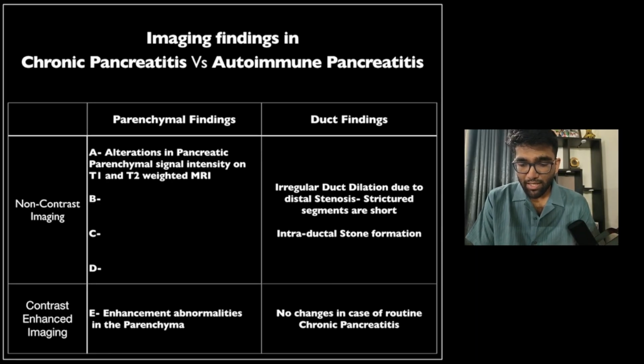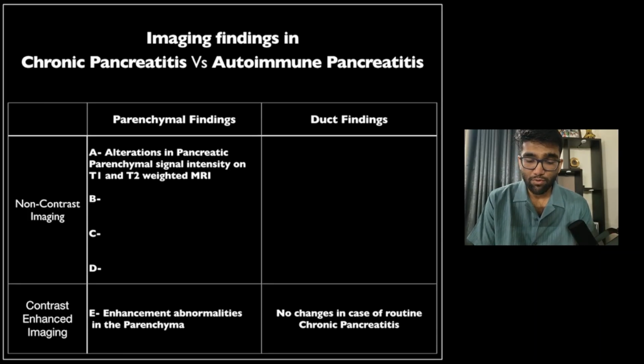Similarly, duct dilatation due to duct stenosis was due to fibrosis around the duct of the parenchyma in chronic pancreatitis. And similarly, stasis of pancreatic secretions in those dilated ducts upstream of those stenoses was what was resulting in stone formation. So that can also be removed. The other changes, however, are going to remain.